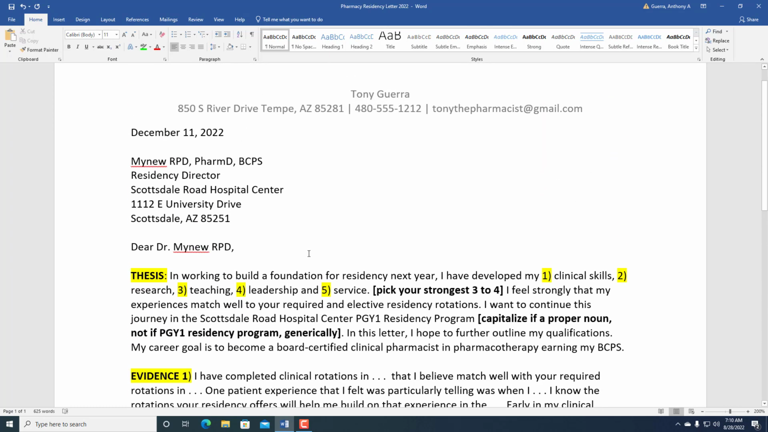If you're doing PGY2, usually 2 pages is appropriate because that's a lot fewer applications and a lot more you need to say. And what you're doing is talking a lot more about the actual things you've done in your residency rotation. So I do have a PGY2 one that I put up there as well.